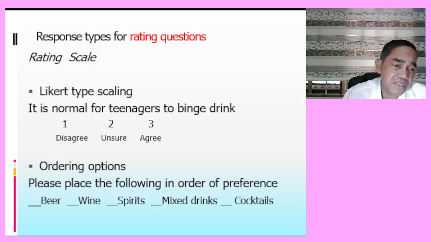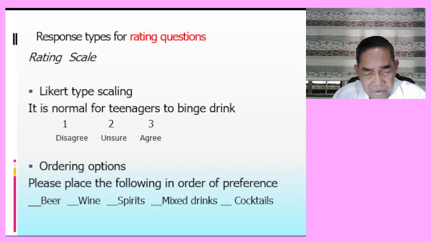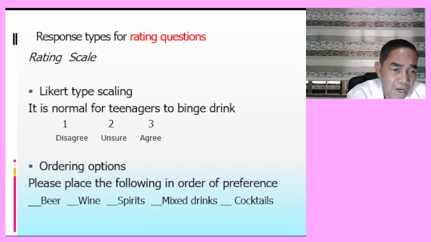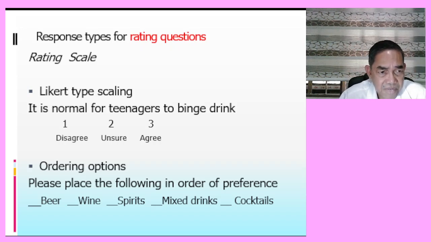So better that you just say disagree, unsure, or agree. Unless, of course, you are talking of degree of agreement. There can be questions that will give some form of degree of agreement, and then the 5-point Likert scale may be more suitable for that, rather than just the 3-point Likert scale. And then we can also have ordering options. Place the following in the order of preferences.